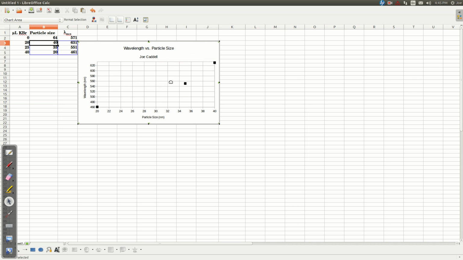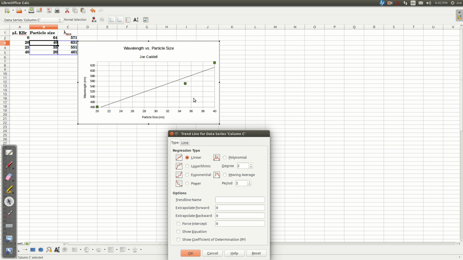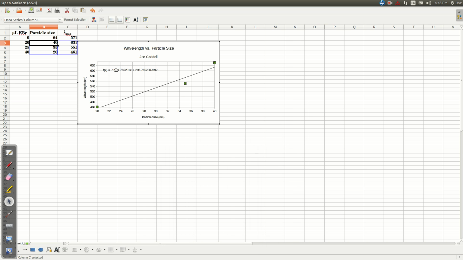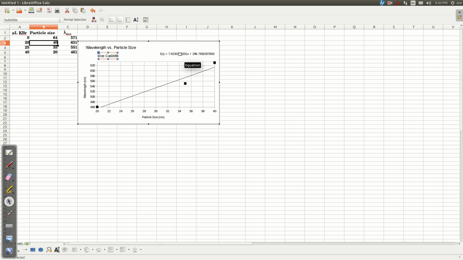Now, next thing we want to do is insert the best fit straight line. So right click on any of the data points, click Insert Trend Line, click Show Equation. Okay, you got it. Move it up somewhere where you can see it because you're going to print this out. Remember, f of x is y. There's our slope. My slope is 7.923 or so. My y-intercept's 296.8 or so.